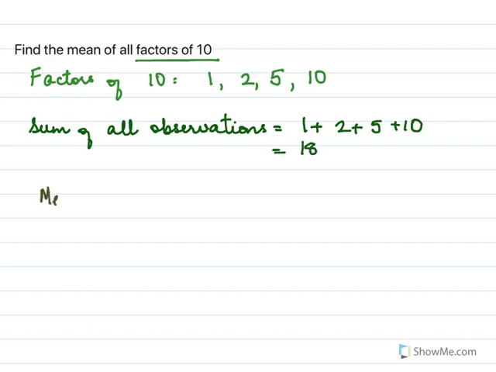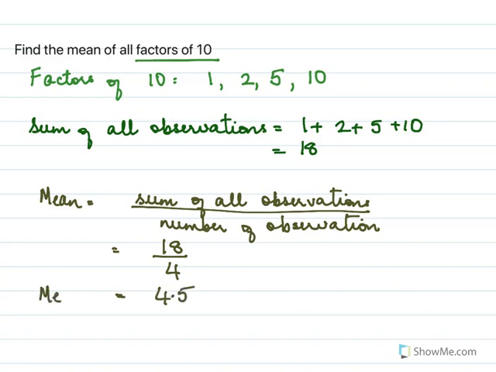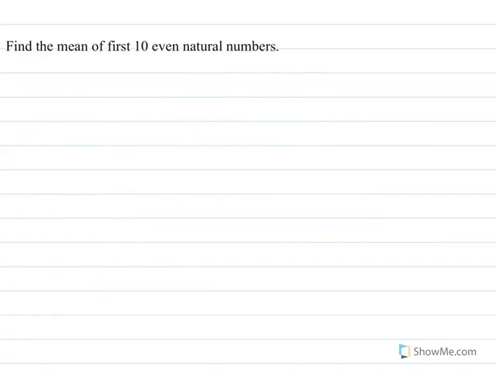Now for the mean, sum of all observations divided by the number of observations. So the sum is 18, and the number of observations we have seen is 1, 2, 3, 4 observations. So divide by 4, and the answer is 4.5. So the mean of factors of 10 is 4.5.